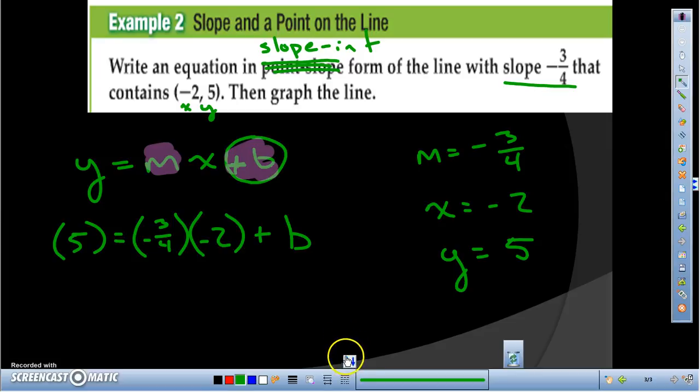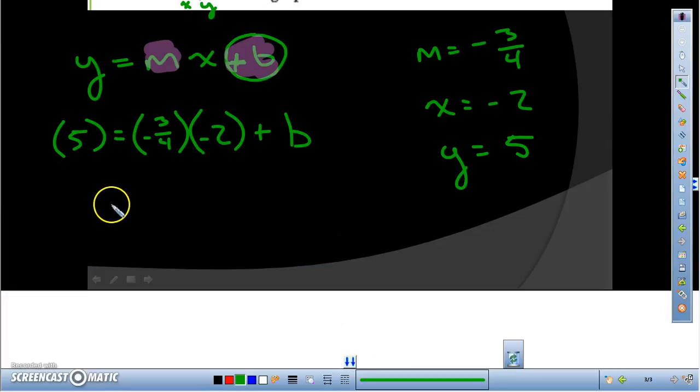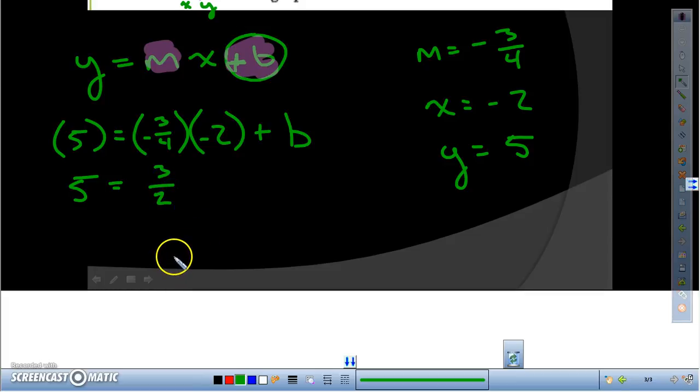And once I get all this stuff plugged in, it's actually fairly simple from here, just multiplication and solving a simple equation. So I have 5 is equal to a +6/4, which would reduce to a +3/2, plus b. And I want to solve for b, which means I need to subtract 3/2 from both sides of this equation. That's going to eliminate 3/2 from this side. So what I'm left with now is that b is equal to 5 minus 3/2.